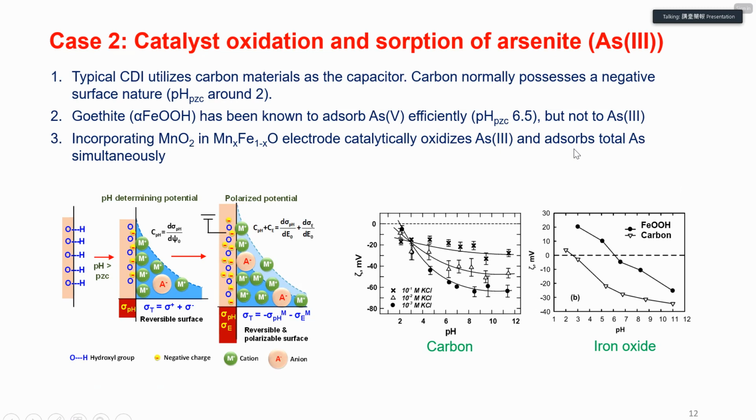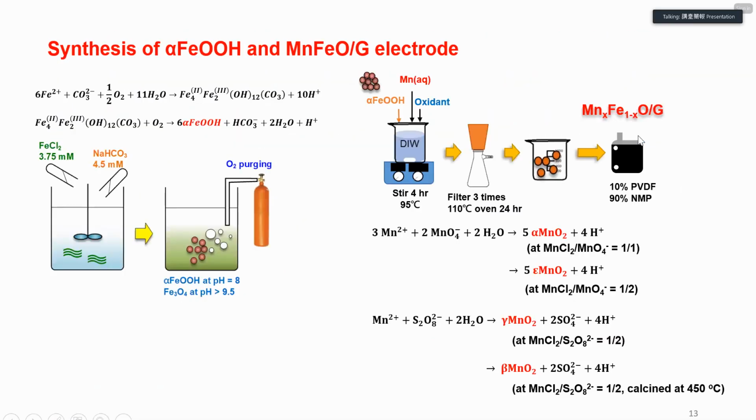So in this work, we applied the iron oxide FeOH as the substrate and incorporated MnO2 to treat As3. The fabrication is quite simple. We just use ferrous iron as the iron source and oxygen as the oxidant, and by conditioning the pH, we eventually get FeOH particles. Then we mix the FeOH particles and manganese salts in the presence of different oxidants, like permanganate and phosphate, to produce different polymorphs of MnO2: alpha, Armstrong, gamma, and beta.